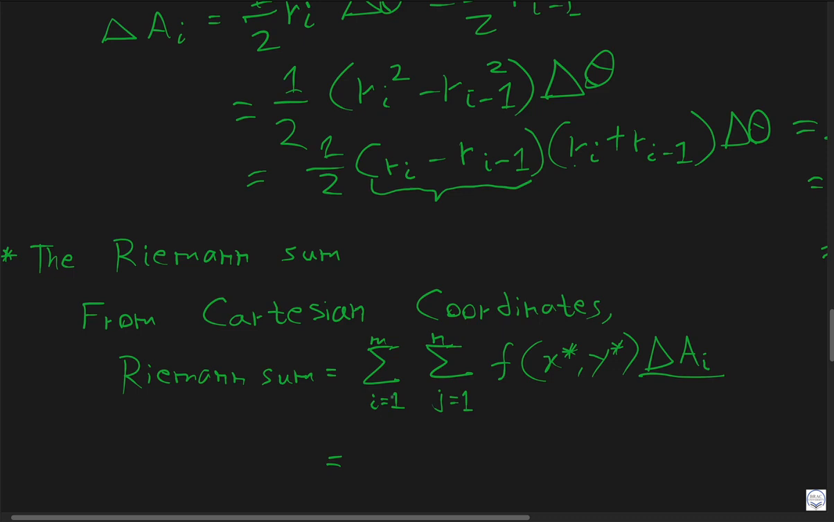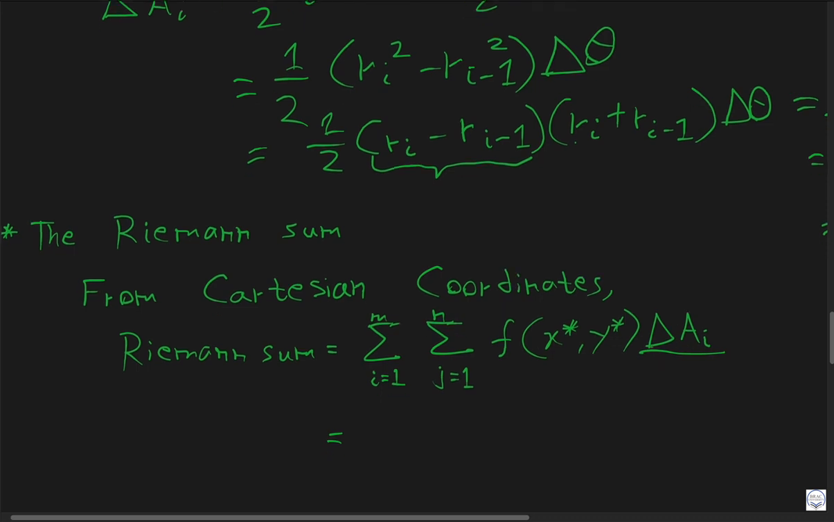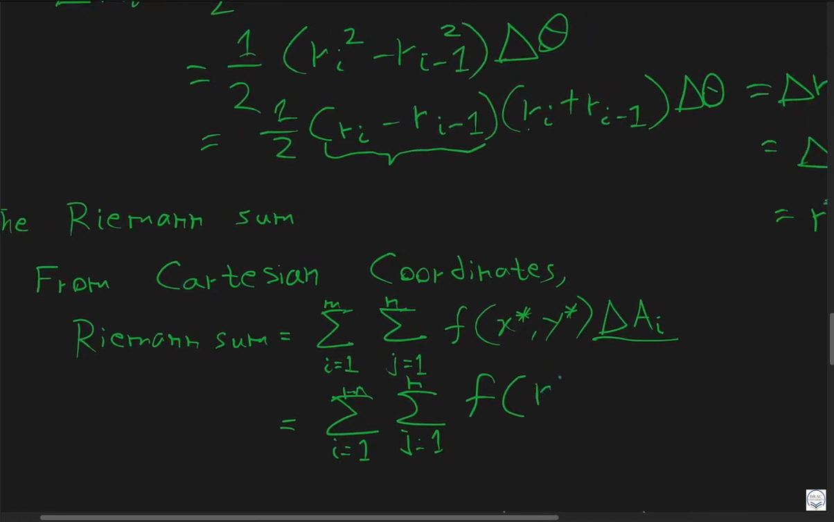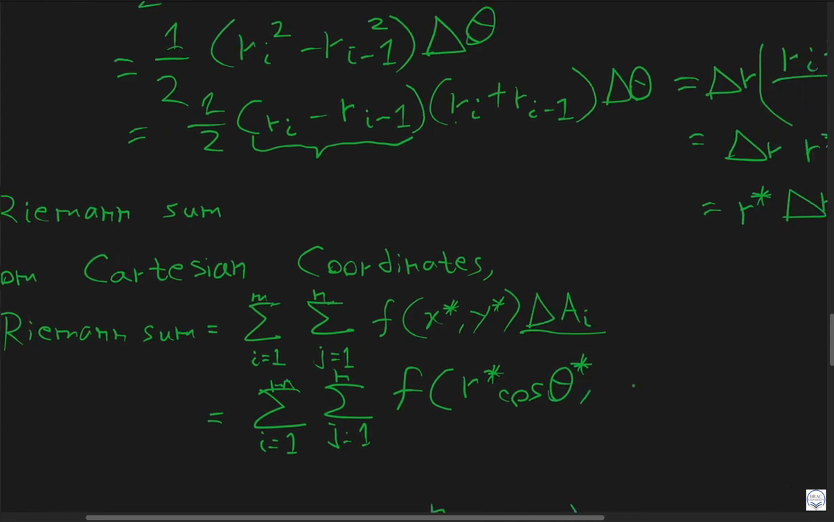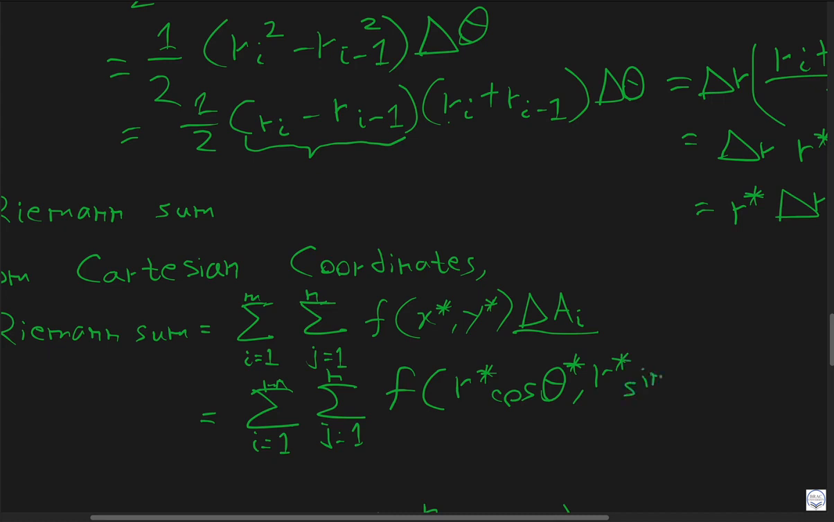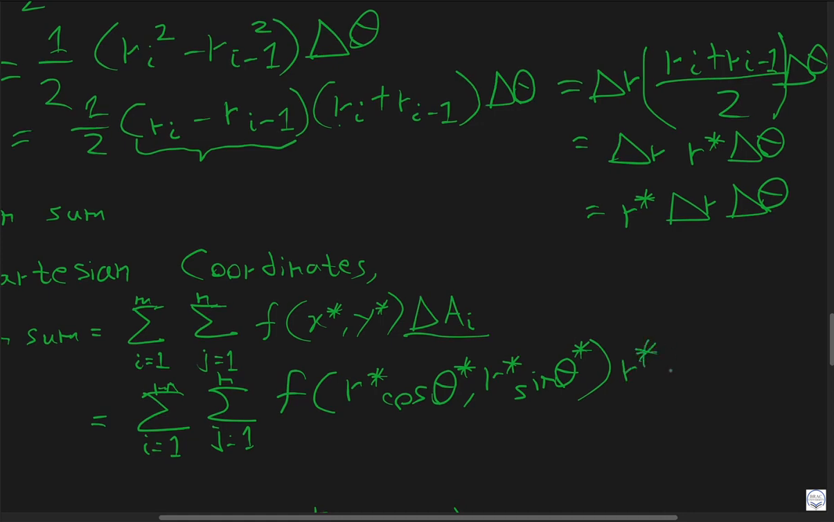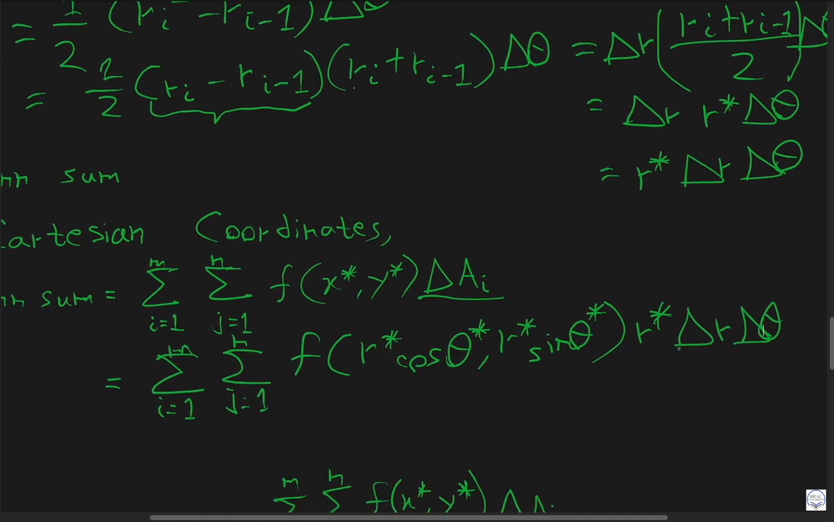So basically, as we move along i in our sum, our delta A, or the small area of the rectangle, changes. It depends on our indices. So now what we do is simply keep our sum as it is, and f of x star, y star, since we know that x star is just r star cos theta star, and y star is also r star sin theta star, and delta A, we know that this is r star delta r delta theta.